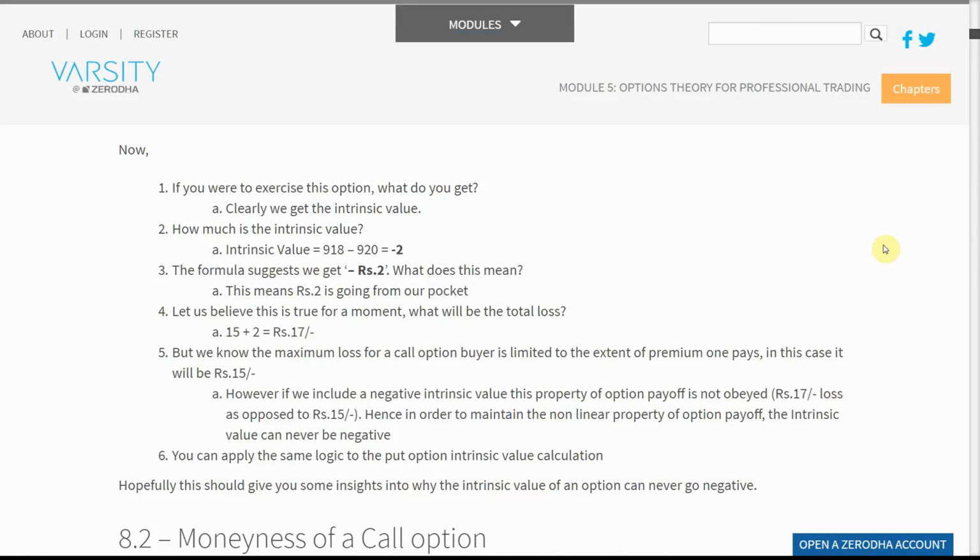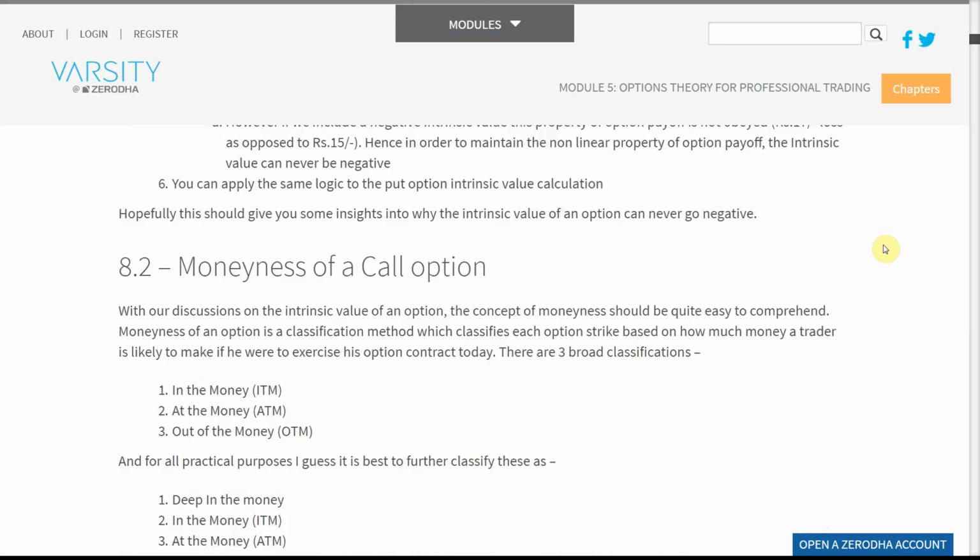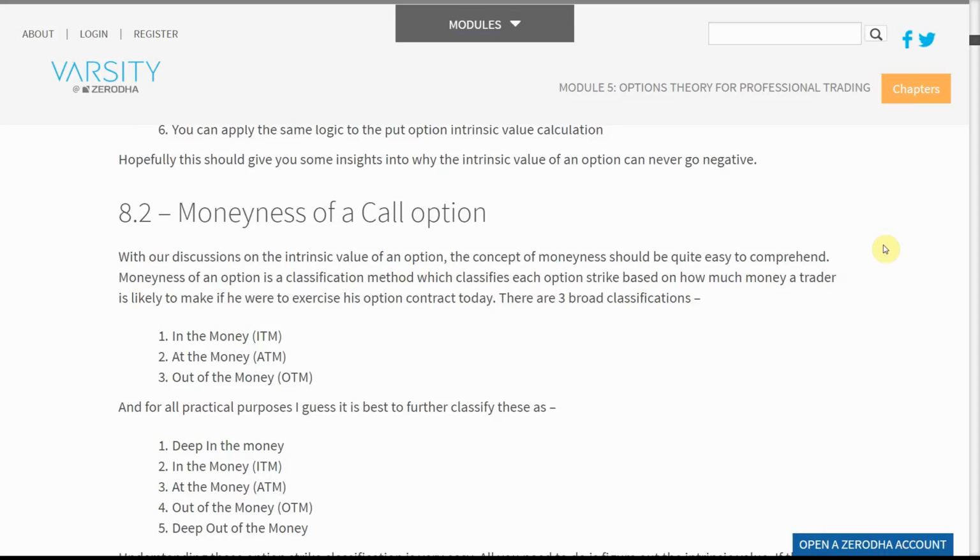However, if we include a negative intrinsic value, this property of option payoff is not obeyed: 17 rupees per share loss as opposed to 15 rupees per share. Hence, in order to maintain the nonlinear property of option payoff, the intrinsic value can never be negative. You can apply the same logic to the put option intrinsic value calculation. Hopefully this should give you some insights into why the intrinsic value of an option can never go negative.